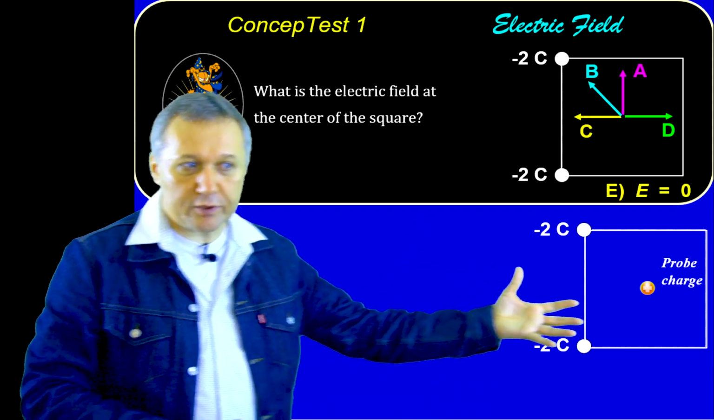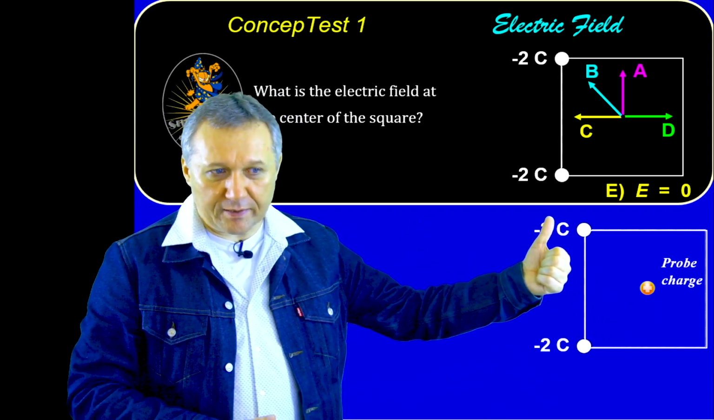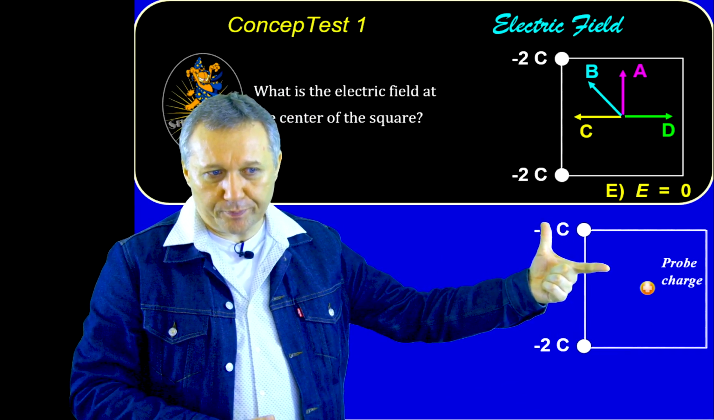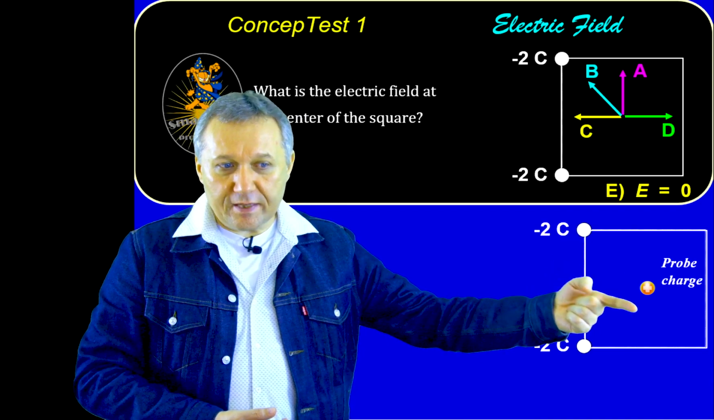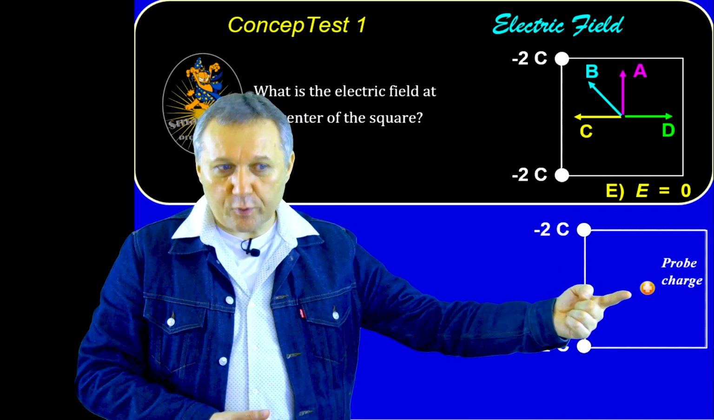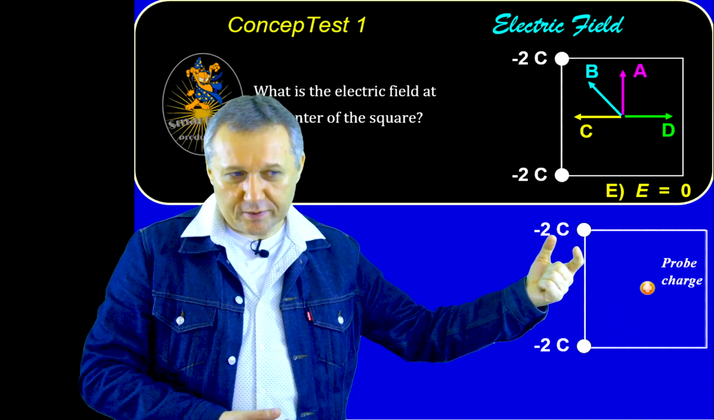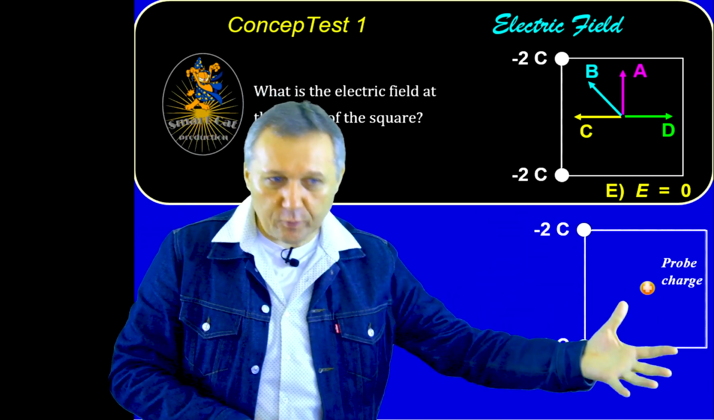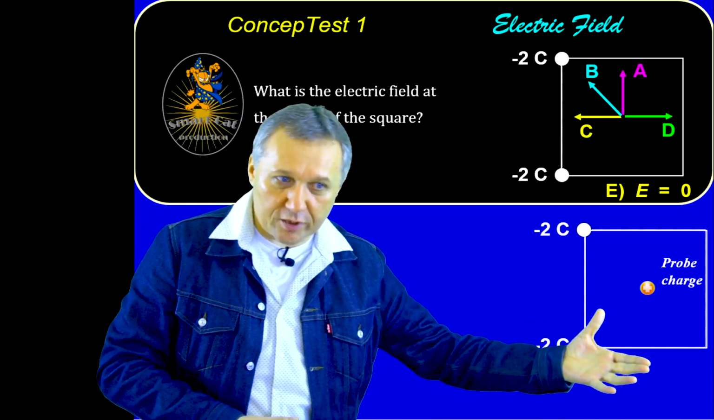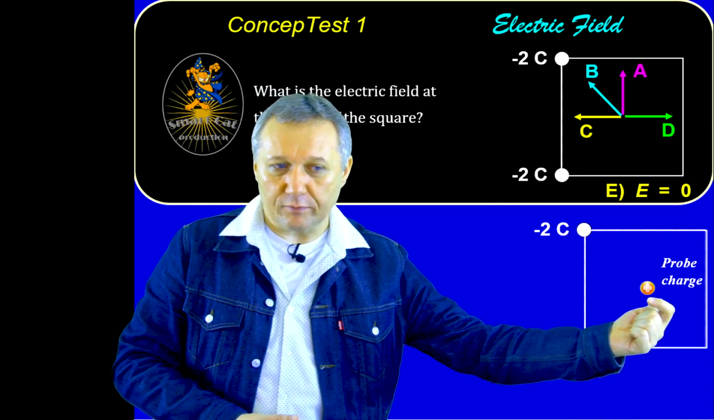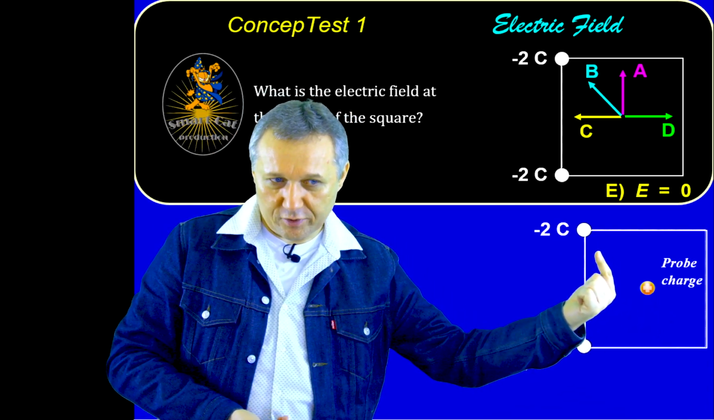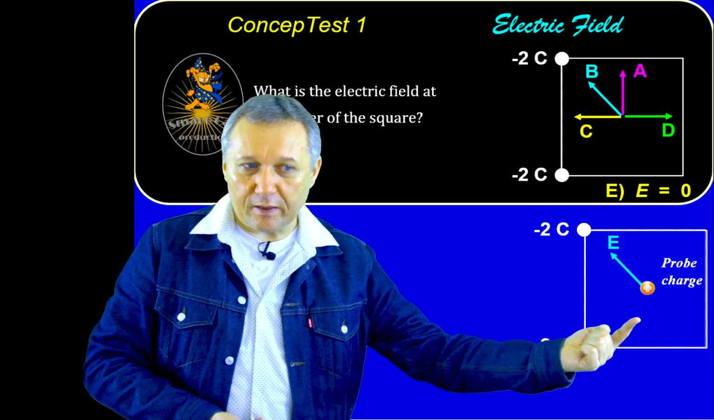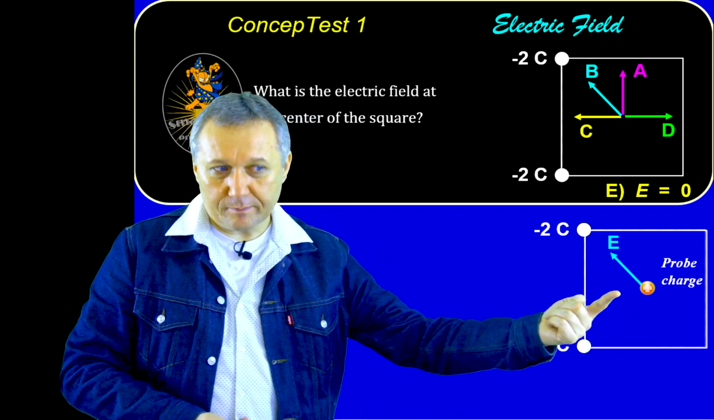So let's first discuss the first field created by this negative charge, -2q. This probe charge, positive, of course, will be attracted towards this negative charge, and then that force we divide by the value of the probe charge, and of course it gives us direction of the electric field pointing towards negative charge. So that will be first electric field.